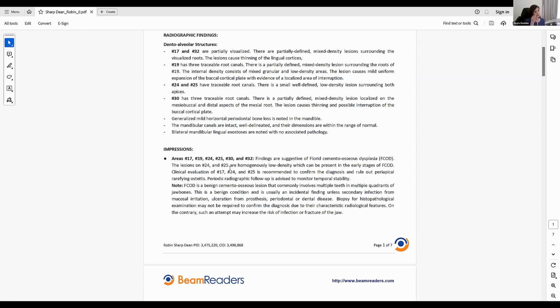Because in the early stages of periapical cemento-osseous dysplasia, just as I mentioned before, they can really typically look like a periapical inflammatory lesion. So it's really important to clinically diagnose, do the vitality testing and all of that to be able to rule out any endodontic origin.